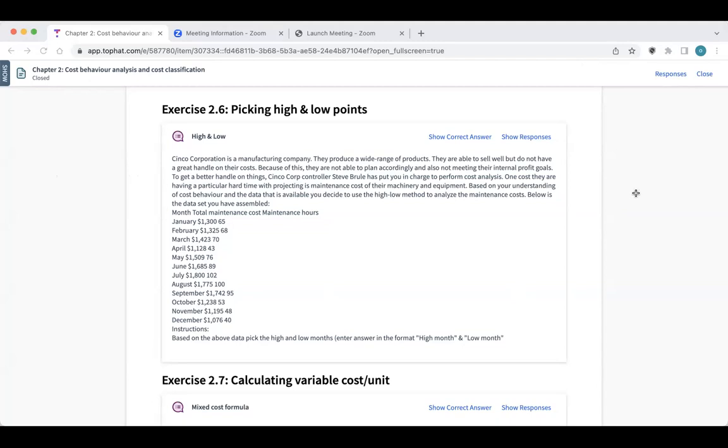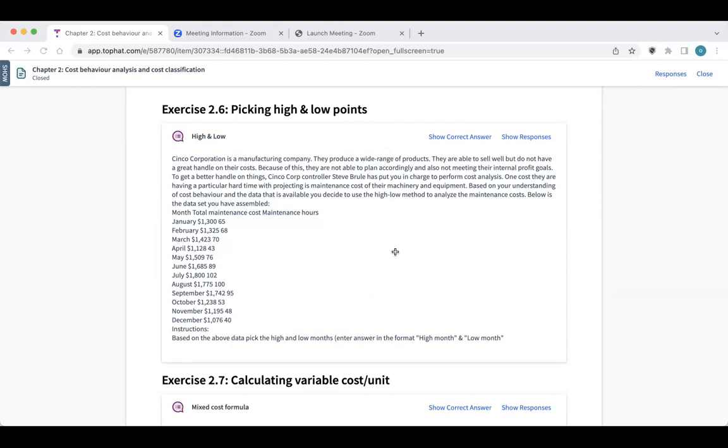So you have to ask yourself, are maintenance hours reliant on the amount of maintenance cost, or is maintenance cost reliant on the amount of maintenance hours? Obviously, that is the scenario there. The more hours we incur, the more cost we incur. It's not the other way around. That tells me that maintenance cost is going to be the dependent variable, and maintenance hours is going to be the independent variable.